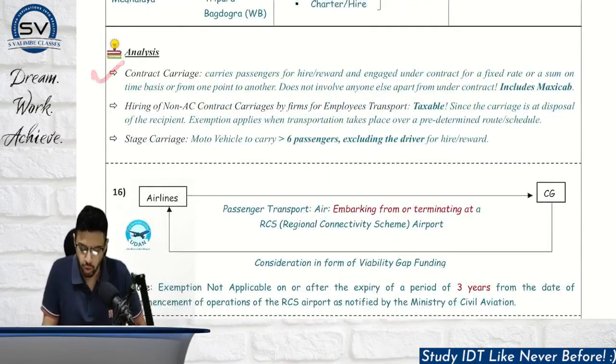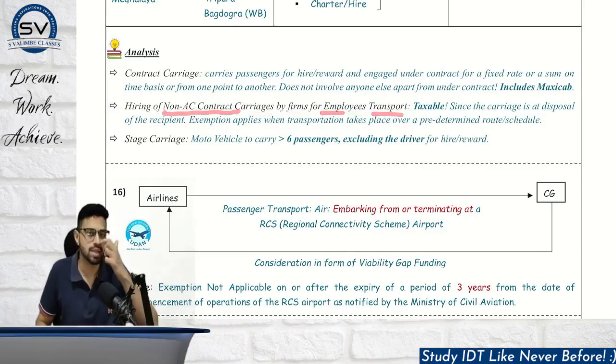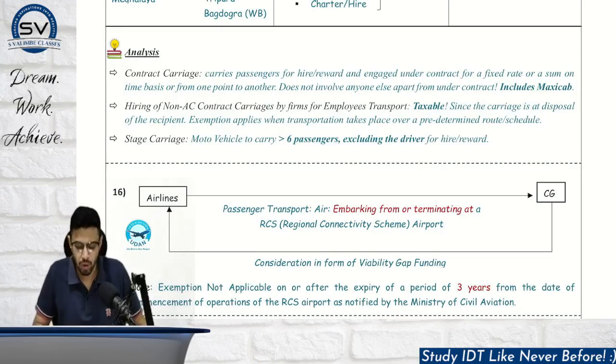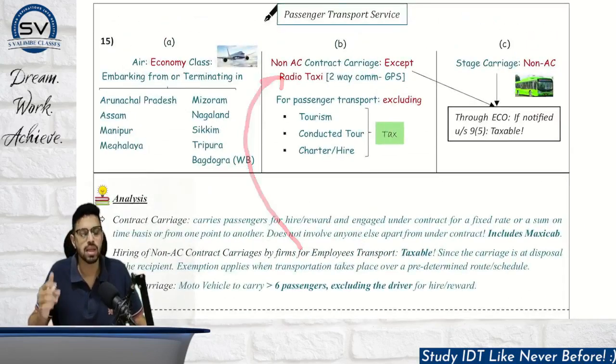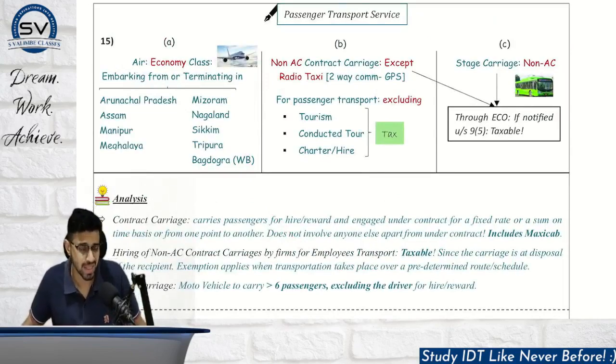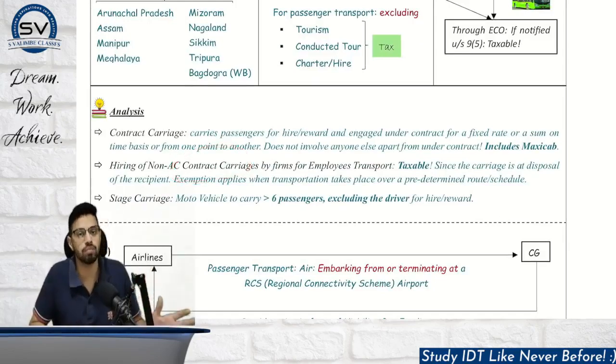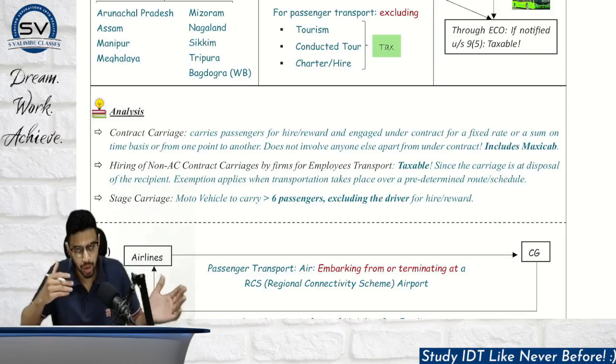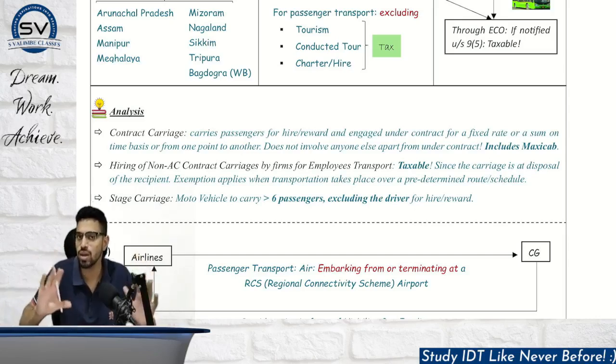Certain points: contract carriage I have already told you. Just note that contract carriage includes maxi cabs also, the big cabs. Hiring of non-AC contract carriage by firms for employee transport. Suppose Infosys, a company, hires a non-AC contract carriage for employee transport. Is this taxable or exempt? It is taxable. Why? Because this is not technically a service of transportation of passengers. It is technically renting of a motor vehicle on hire. Why? Because now the motor vehicle, that contract carriage, is at the disposal of the company. So it is going to decide how to deploy that contract carriage. So this is renting of a motor vehicle. Hence it will be taxable.